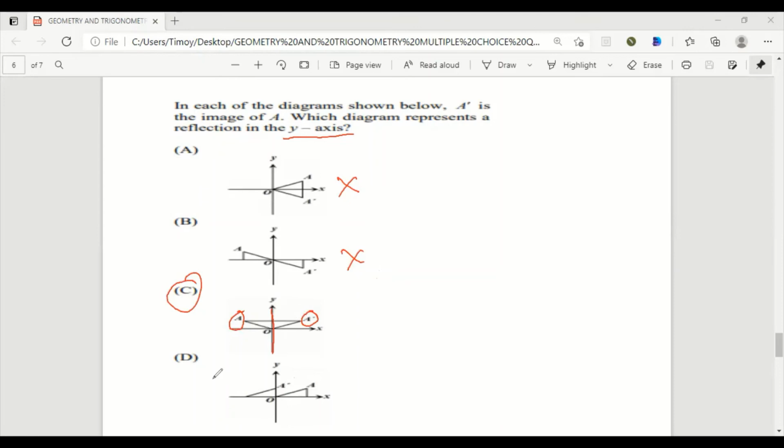For this one, in D, it looks more like a slide. That means it's a translation, so that wouldn't be the answer either. All right, so C is the answer there.